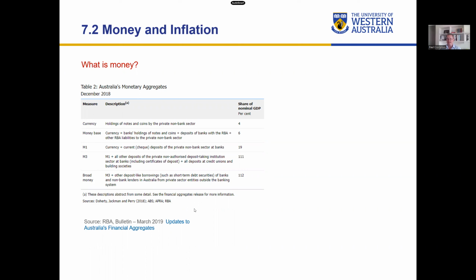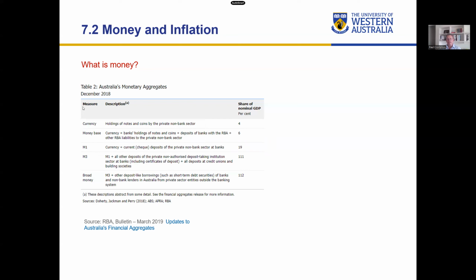The first thing we need to understand is, what is money from an economist's perspective? If you went out onto the street and asked people who had never studied macroeconomics before what money is, most people would be thinking notes and coins, okay? And certainly that is the definition of currency we can see here, but money is something different, as defined by economists.